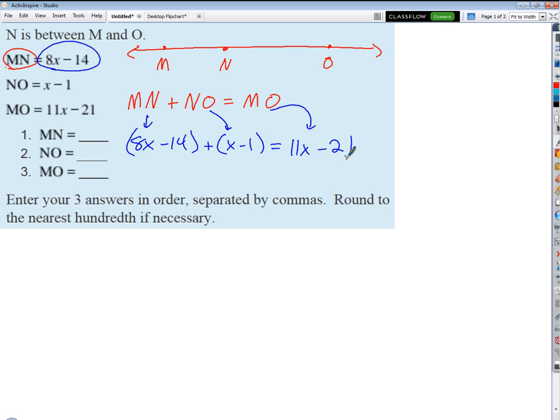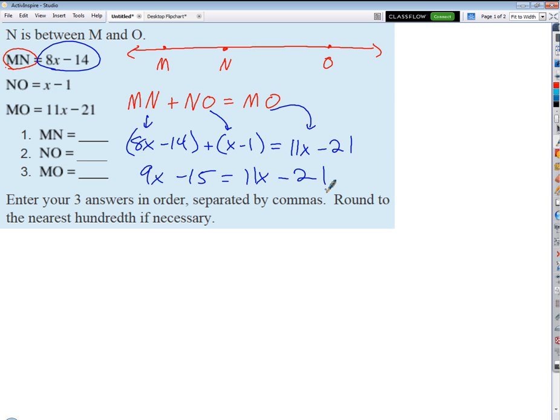So on the left side, 8x plus x is 9x, good. Negative 14 plus negative 1, negative 15, good. So that's equal to, on the other side, we've just got 11x minus 21, right? Good, good. Brady, what am I going to do? What do I do next here then? Great idea. Let's push the x's to the side where we'll have a positive amount of them. That makes things a little bit easier.